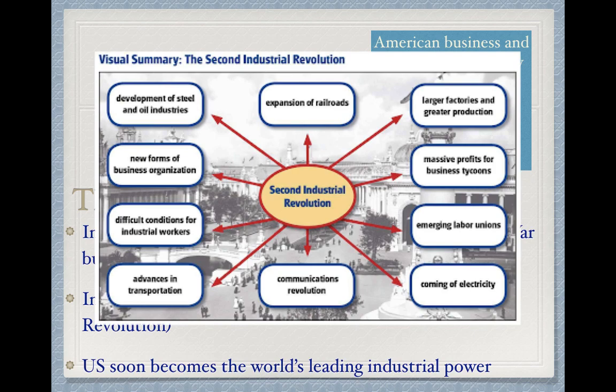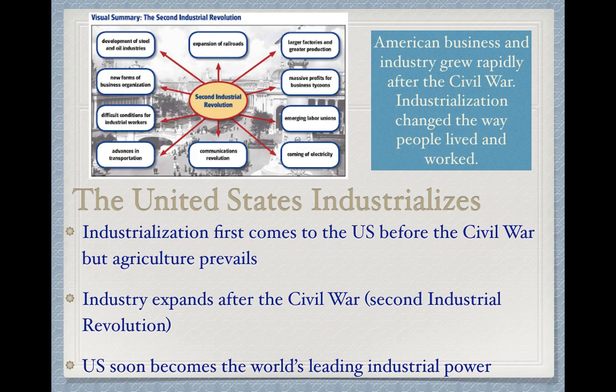We're going to be talking about the railroads. Difficult conditions for industrial workers. We'll look at some images related to that. New forms of business organization and the development of steel and oil industry. So all of these are ideas that we are going to associate with the second industrial revolution. And I mentioned the phrase rapid industrialization before. It really is so fast. Almost overnight, the United States not just industrializes quickly, but becomes the world's leading industrial power.